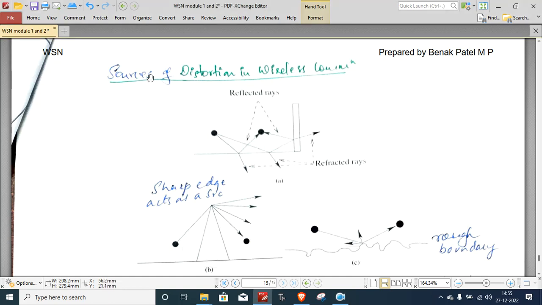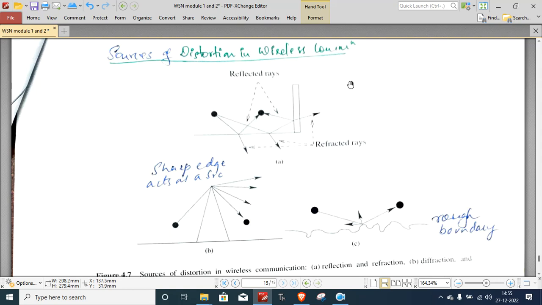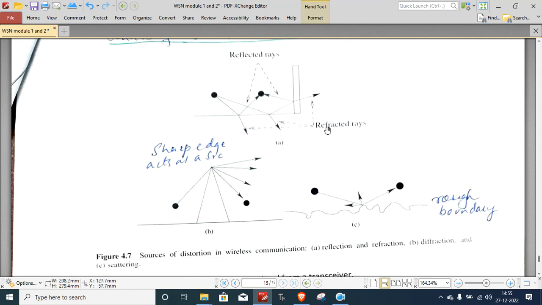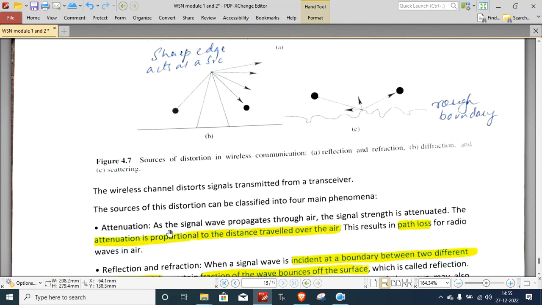Hello everyone, I welcome you all to this tutorial wherein I'll take you through sources of distortion in wireless communication. There can be many sources of distortion in wireless communication. Starting here we can have reflection and refraction as well as diffraction, and here we have scattering, and along with these three we have one more thing called attenuation.